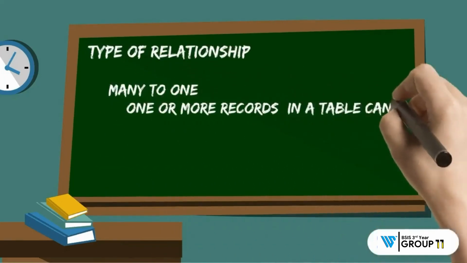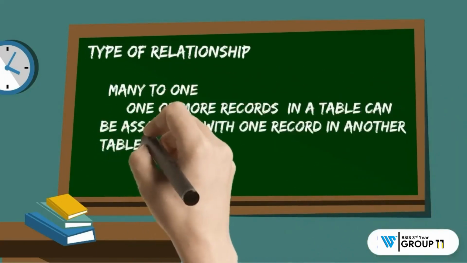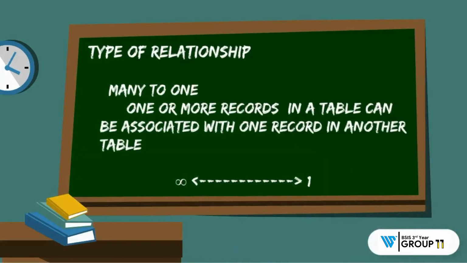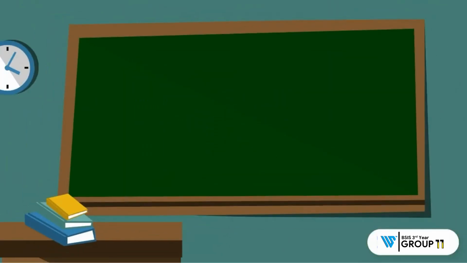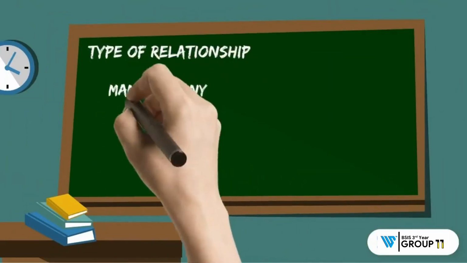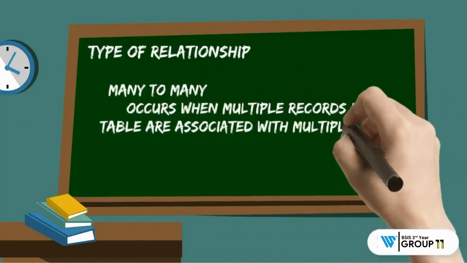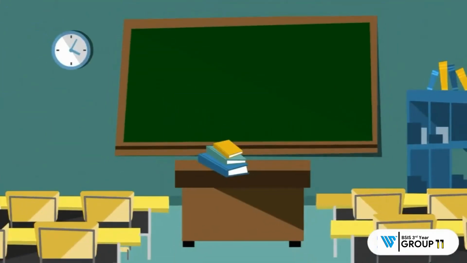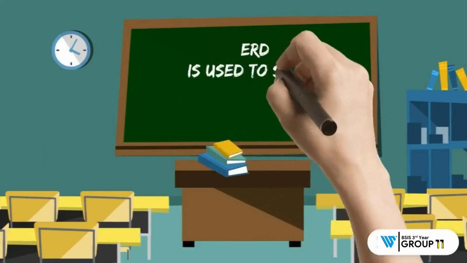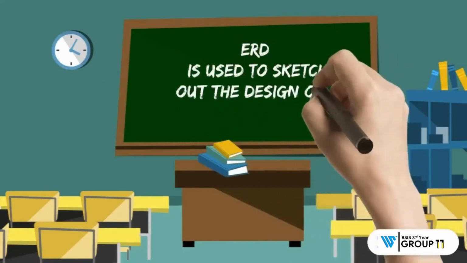Many to one: one or more records in a table can be associated with one record in another table. Many to many occurs when multiple records in a table are associated with multiple records in another table. Entity relationship diagram is used to sketch out the design of a database.